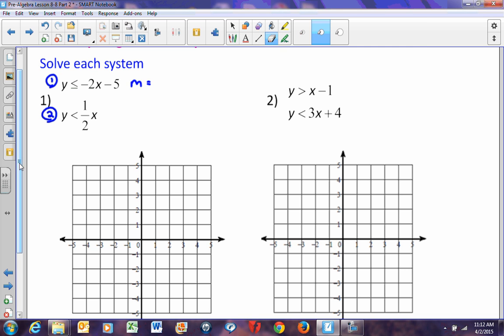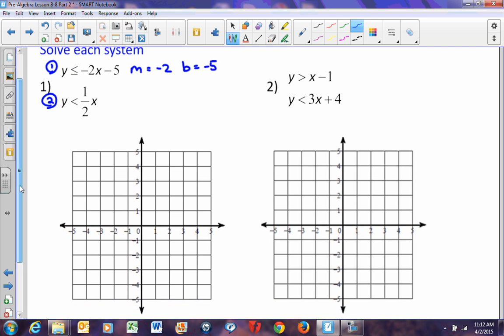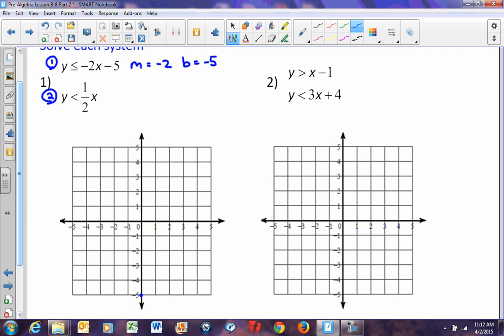Slope is negative 2, and the y-intercept is negative 5. So if I was to look at my graph, I go down here at negative 5. My slope is down to the right 1 or up to the left 1. Remember, down and to the right is the same as up and to the left. Okay, this happens to be a solid line. I'm going to do this one with a solid line and this one with a dashed line. Okay, so I'm going to graph my solid line.